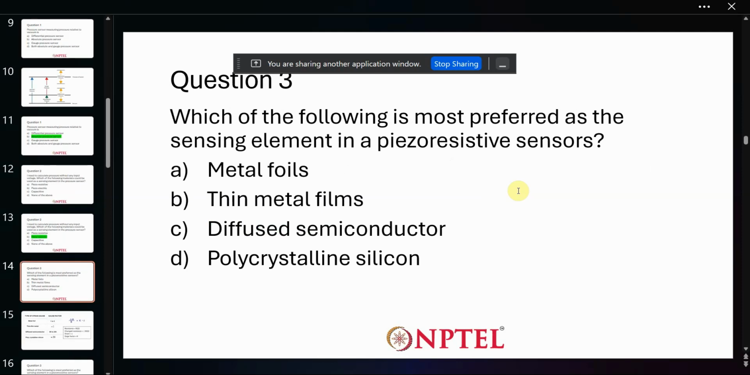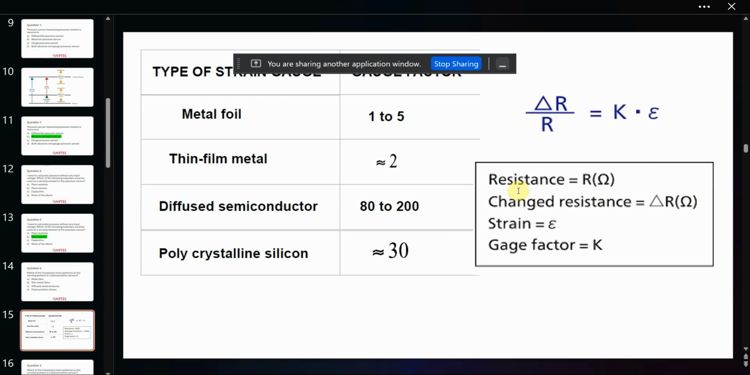So moving to the third question. Which of the following is the most preferred sensing material in piezoresistive sensors? Whether it will be a metal foil, thin metal films, diffused semiconductor, or polycrystalline silicon. The relation for any piezoresistive sensor is: change in resistance upon the original resistance is equal to the gauge factor times the strain. So the more strain you apply, the more the change. If the gauge factor is high, even if you apply less strain, the signal will be large.